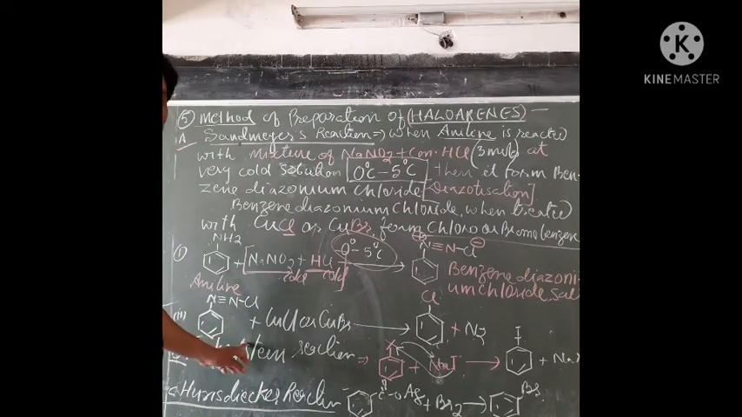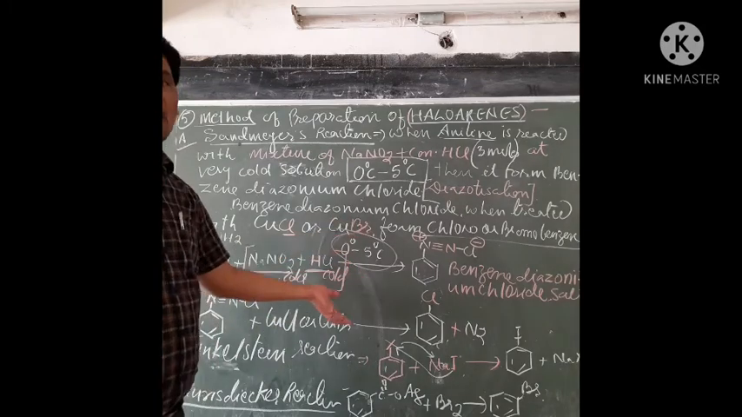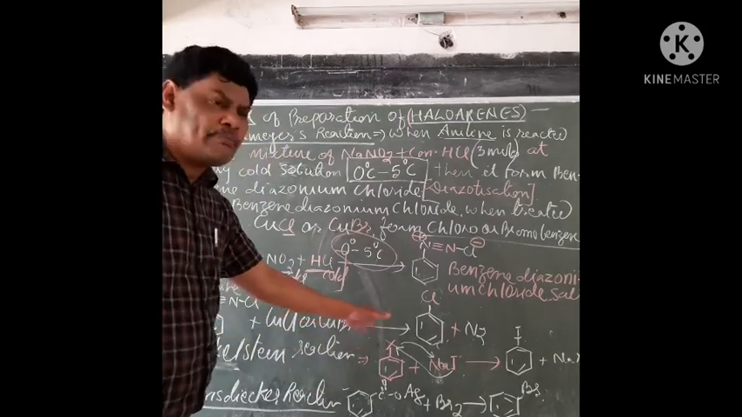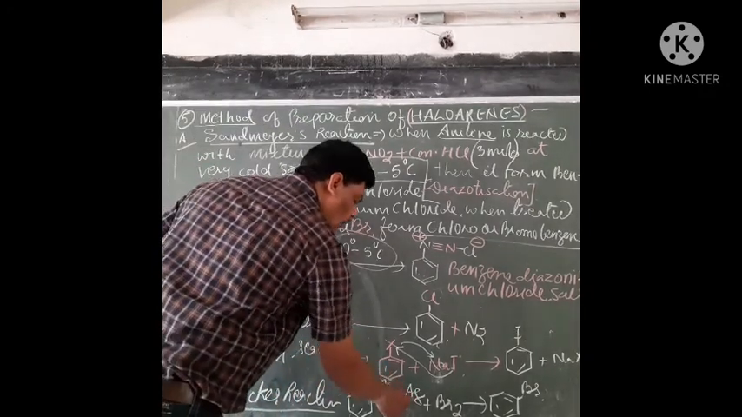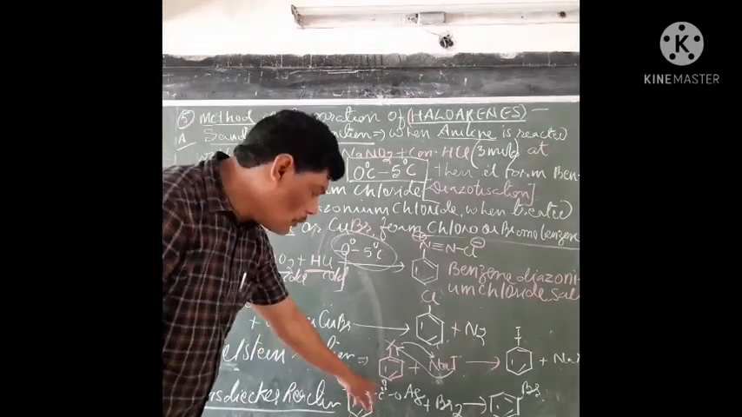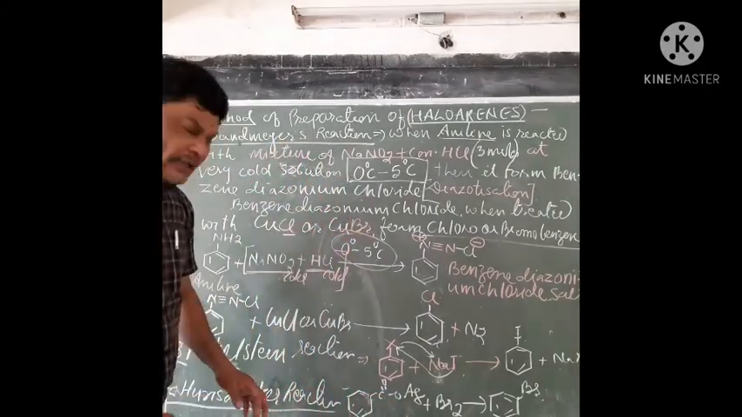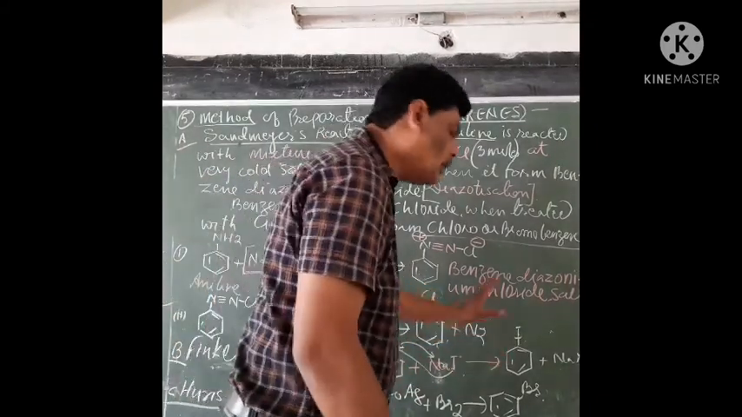The second one is the Finkelstein reaction. In the previous video, we have seen for haloalkane, called halogen exchange. The third one, Hunsdiecker, also belongs to the same reaction. Here, silver salt of an aromatic compound, that is called silver benzoate, when treated with bromine, forms bromobenzene.